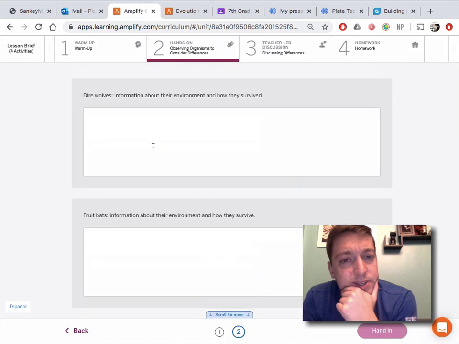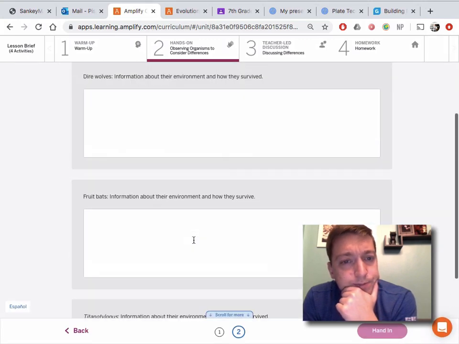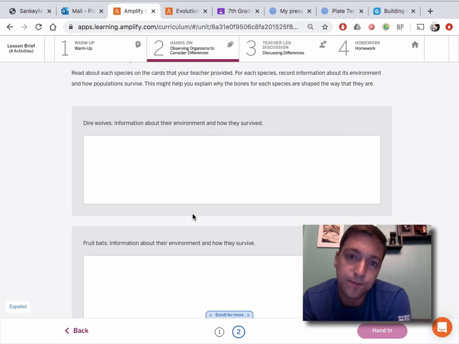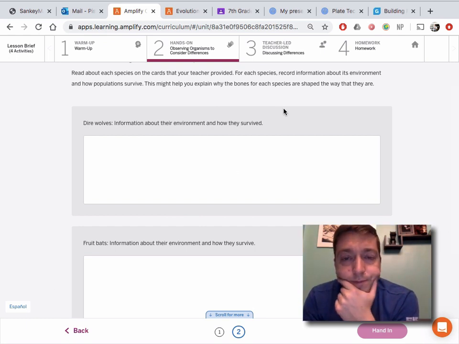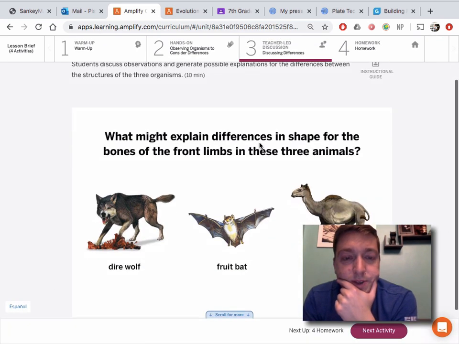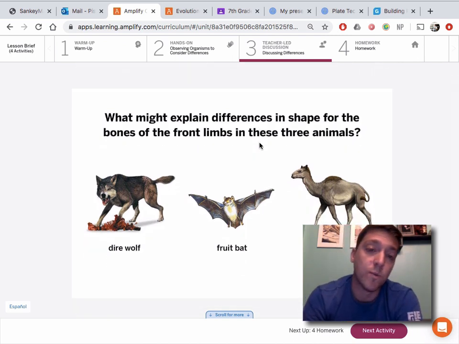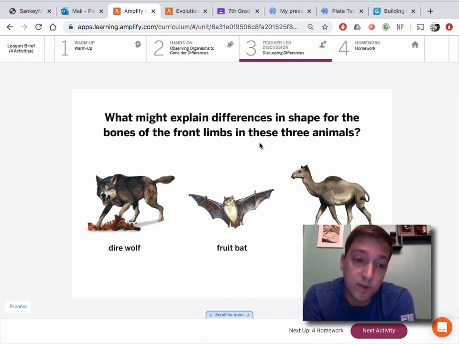So in this part, please consider how their environment affects the structures of their front limbs. So what might explain the differences in shape for the bones of the front limbs in these 3 animals? Well, they all have to use their front limbs to survive in their environment, which will help them reproduce if they do survive, which is natural selection. So there's a big connection between natural selection and evolution.